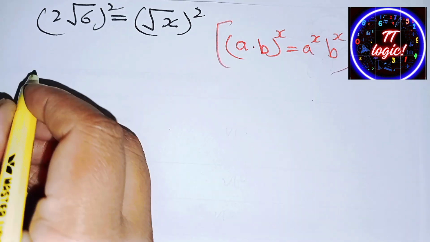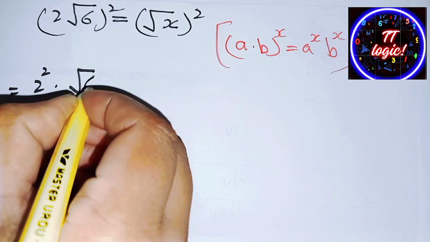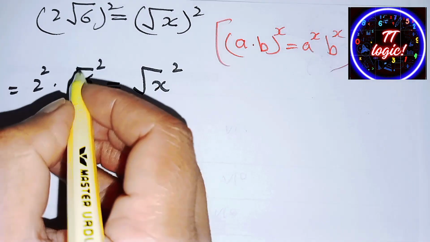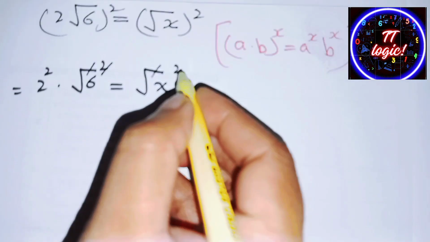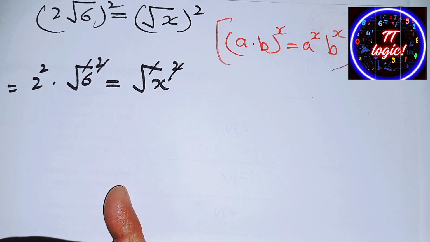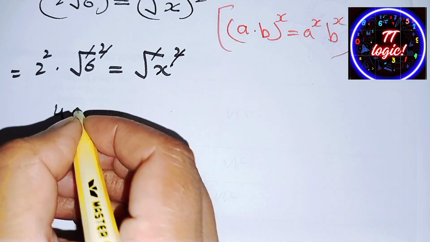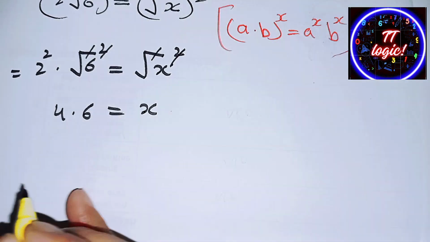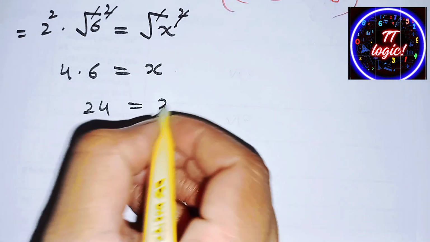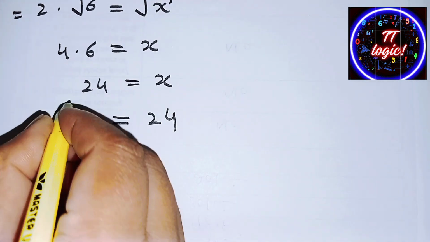Now 2 squared times (√6) squared is equal to (√x) squared. The square root cancels with the square on both sides, and what remains is 2 squared, which is 4, times 6, is equal to x. 6 multiplied by 4 is 24, so x is equal to 24. Now we have found the value of x is equal to 24. Here it is, our final answer.